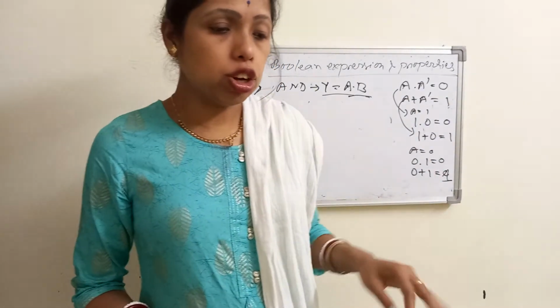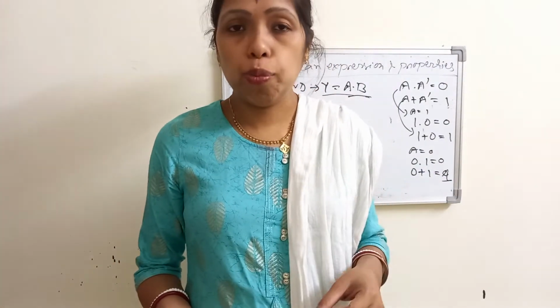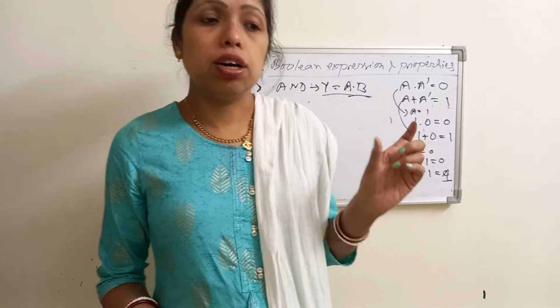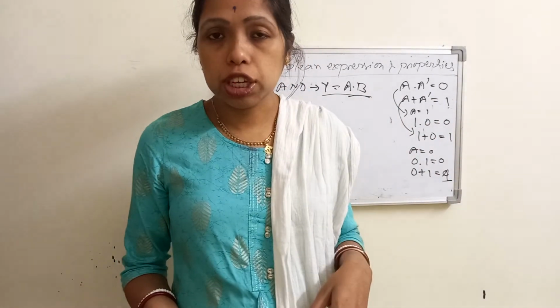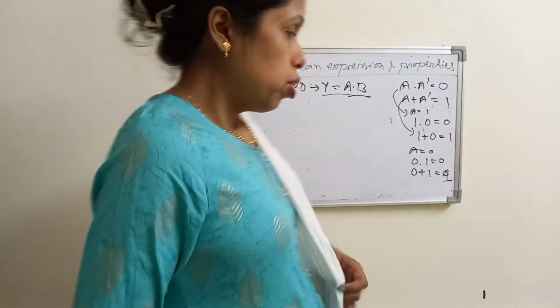So this is how, if you are dealing with a complex digital system, you give multiple inputs and you will get the output corresponding to the logical function. In the output you will get a large expression. So by using those properties you can minimize those large expressions. So these are the properties.